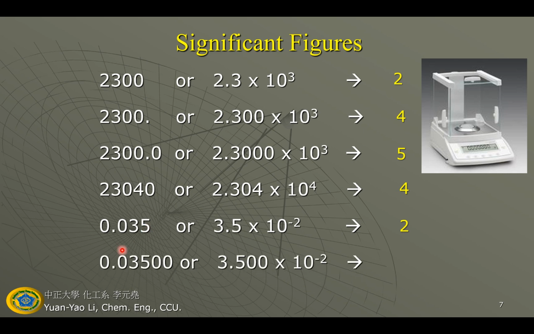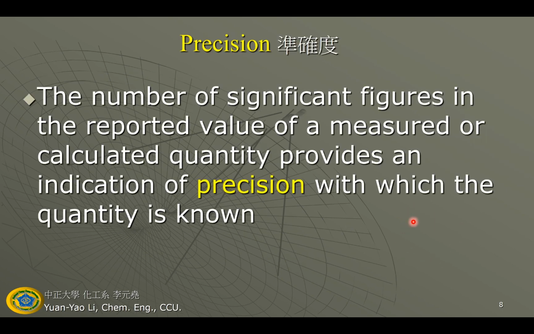How about this one? Count from the decimal point 1, 2, 3, 4. There are 4 significant figures. So this balance is better than this balance, right? Because there are more digits after the decimal point. So if you have higher significant figures, you have a better balance, right? So that's why we call it precision.